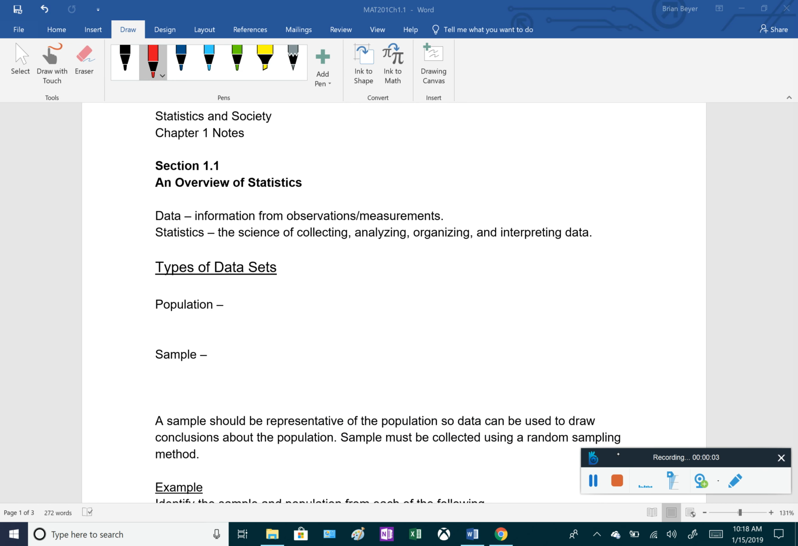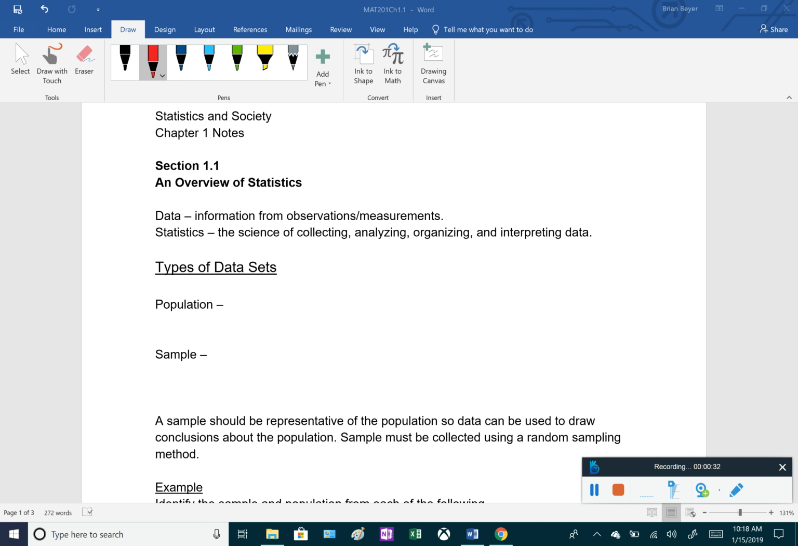Okay, section 1.1 is an overview of statistics. So it's just going to be a lot of definitions, kind of all the important words and terminology that we'll be using going forward. So to begin, we have the definitions for data and statistics. So data, as I'm sure we all know, is just information from certain observations or measurements. And statistics is the science of collecting, analyzing, organizing, and interpreting that data.